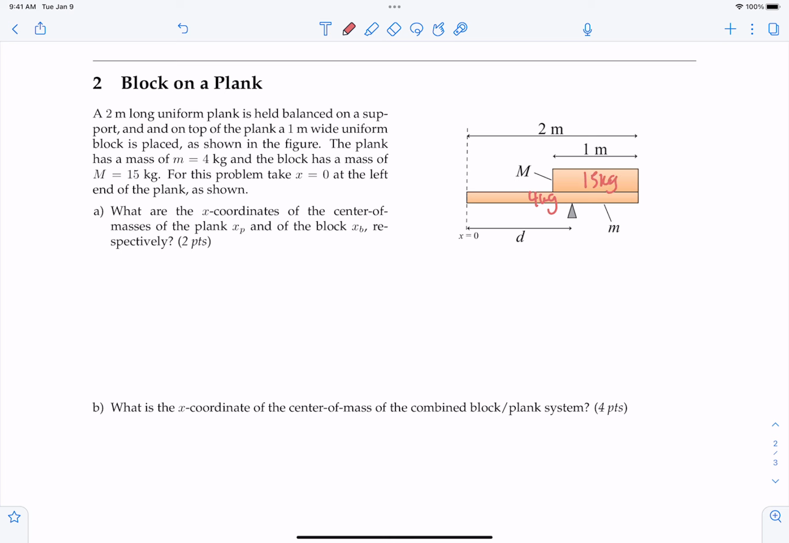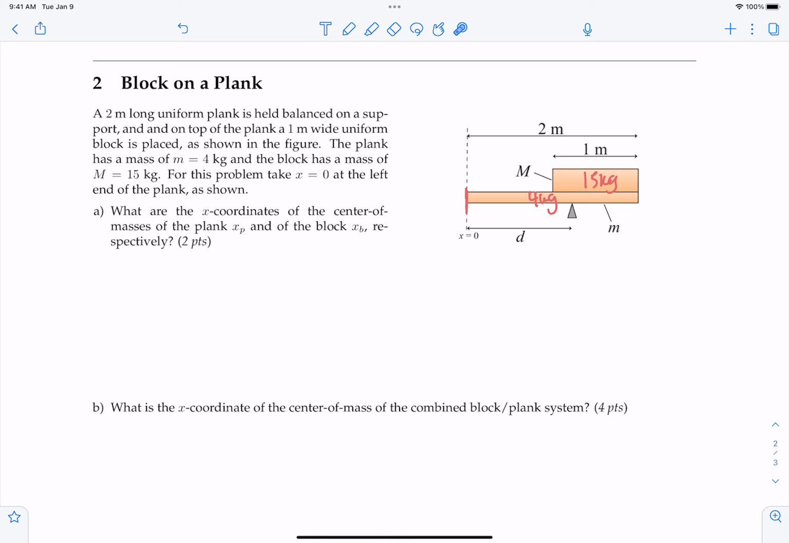For this problem, take x equals 0 at the left end of the plank. So this is x equals 0 right here, right? So a 2 meter long uniform plank balanced on a support, and on top of the plank, a 1 meter wide uniform block, right? So now they want us to figure out what are the x coordinates of the centers of mass of the plank, xp, and of the block, respectively.